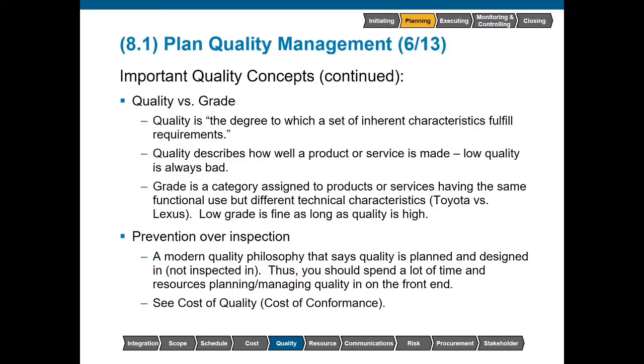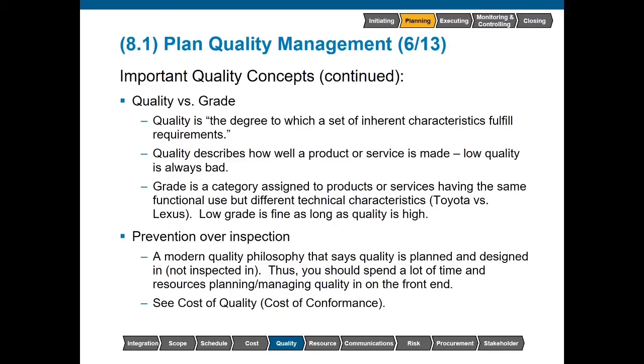Now, grade is a category assigned to products or services having the same functional use, but different technical characteristics. So if we're talking about fresh organic carrots versus a can of diced carrots, both of them fulfill the requirements, but they're going to fulfill them in different ways. That fresh organic could be a higher grade, whereas that can of carrots is a lower grade, but both of them are high quality. Our focus as project managers is ensuring high quality. Grade is a secondary concern.